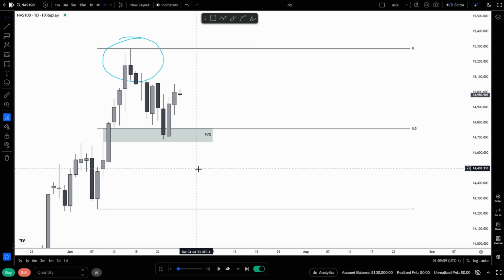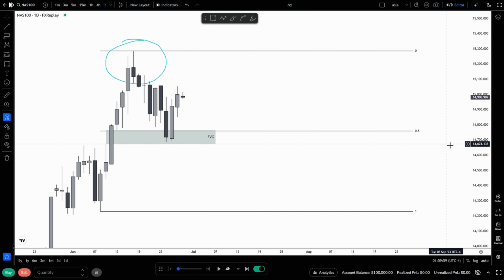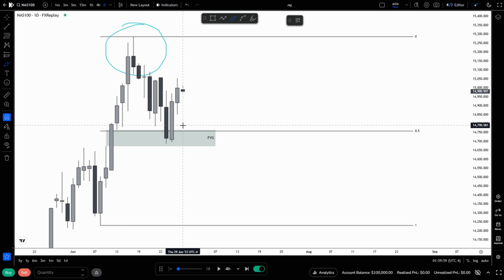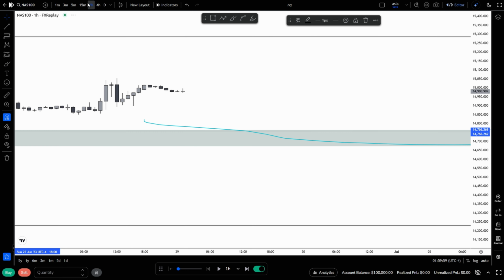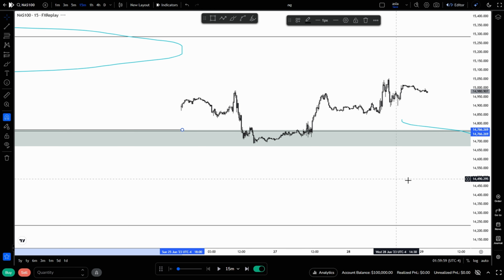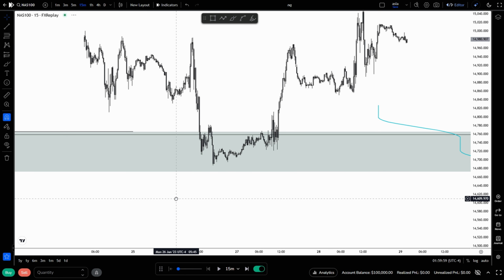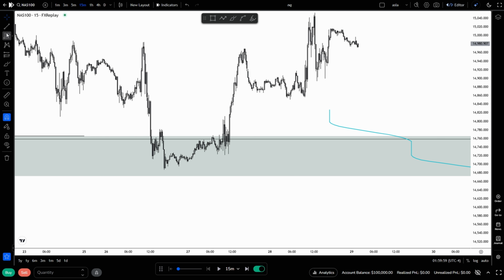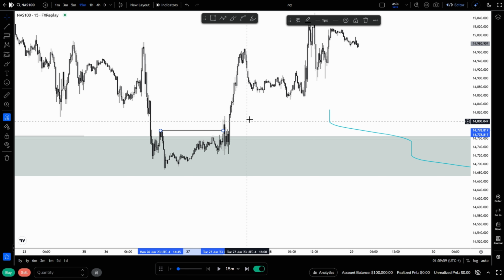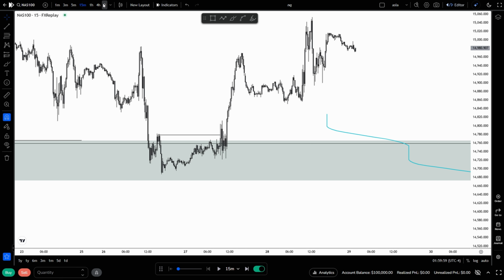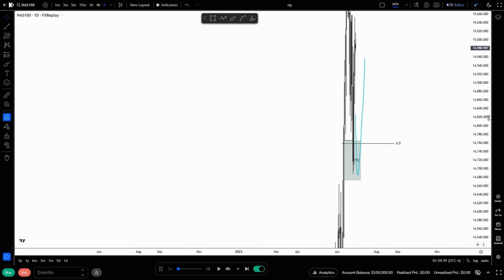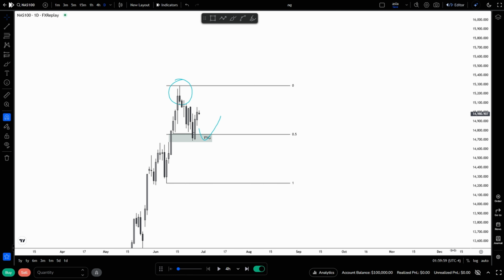Now let's see how price reacts when it reaches that area. You can see that price retraces back down into that discount fair value gap, taps into it, and then from there price moves higher. So this example clearly shows how we use premium and discount together with PD arrays, and specifically how we look for long opportunities in discount, where price reacts and continues in the direction of the trend.